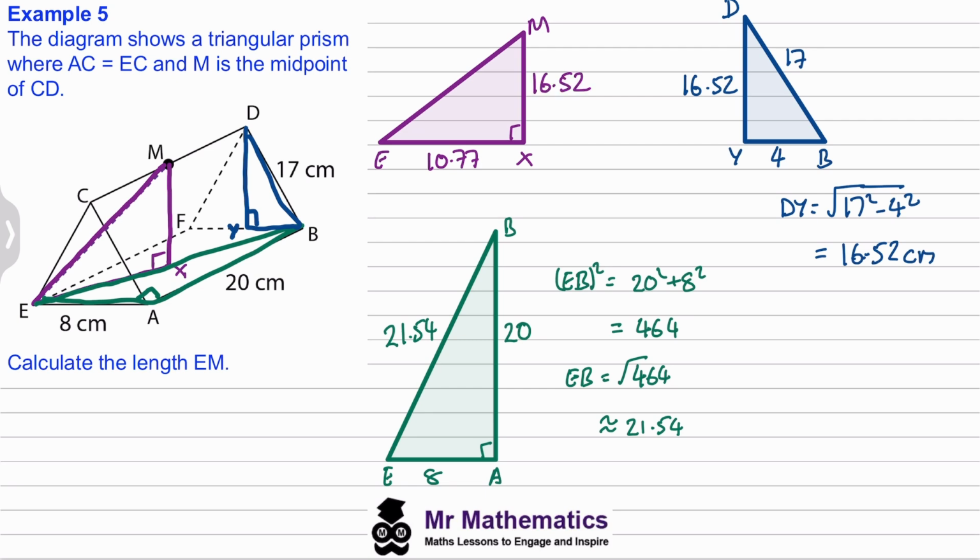Okay, so now we can work out M to E. This will be the square root of the 16.52 squared plus the 10.77 squared. And when we work this out, we get approximately 19.72 centimeters. Okay, so that's the length of E to M.